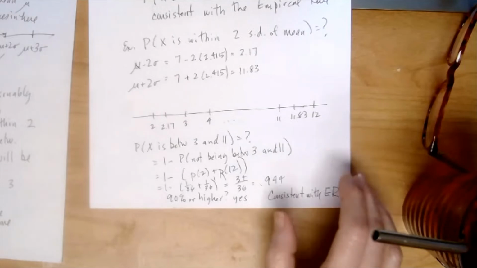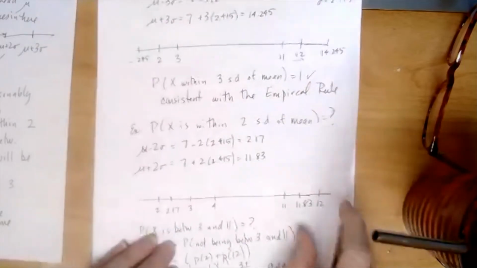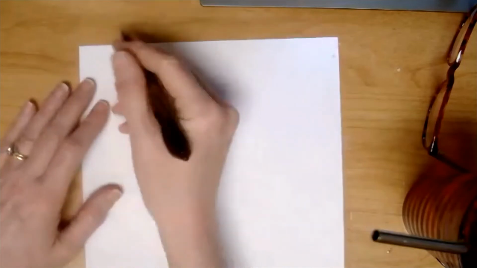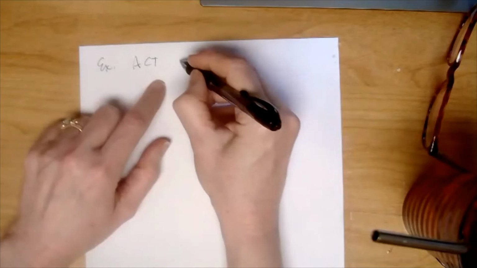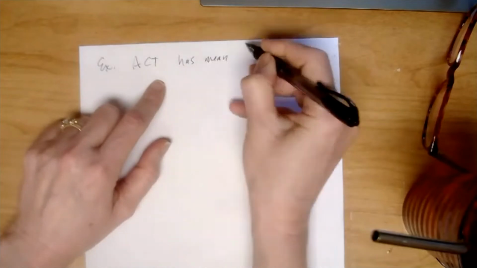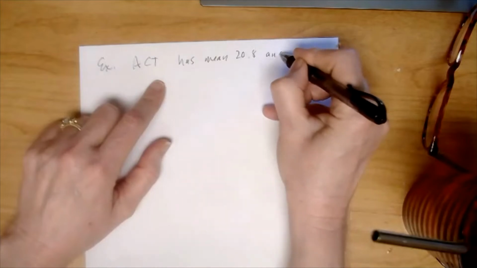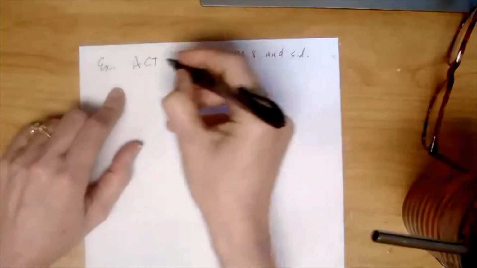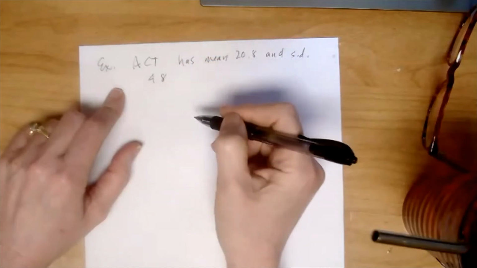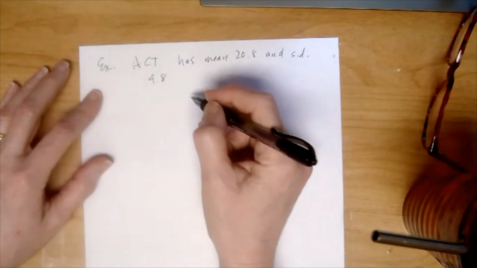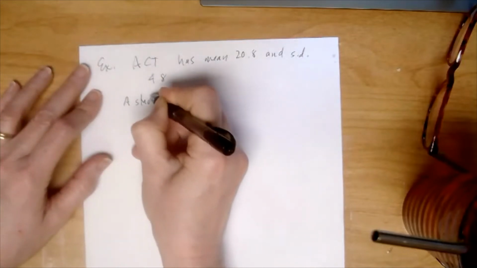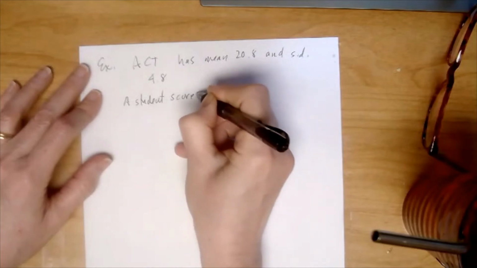Okay, let's do another example. This time I'm going to tell you the mean. All right, so here's an example. Say the ACT has mean 20.8 and standard deviation 4.8. All right, so let's say also that we have a student who scored a 31.